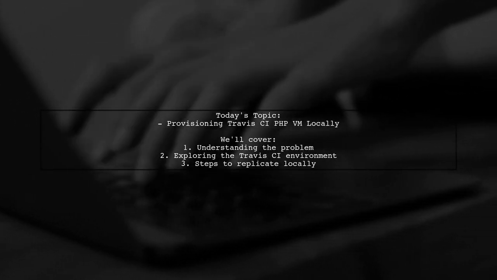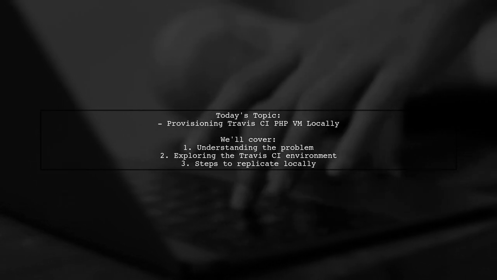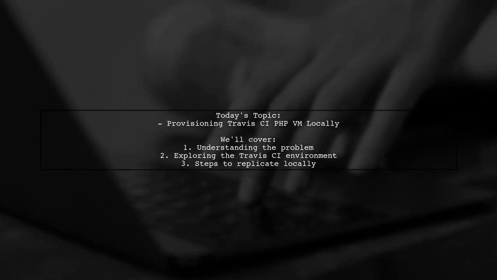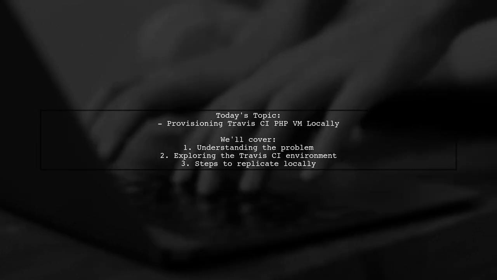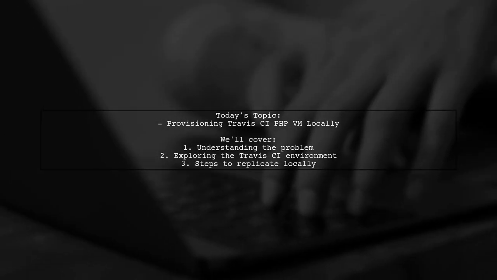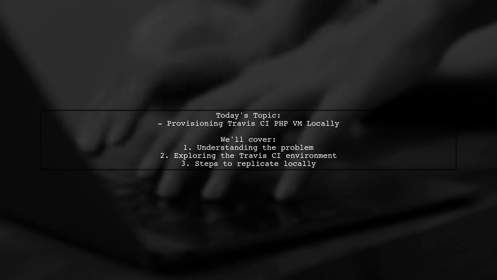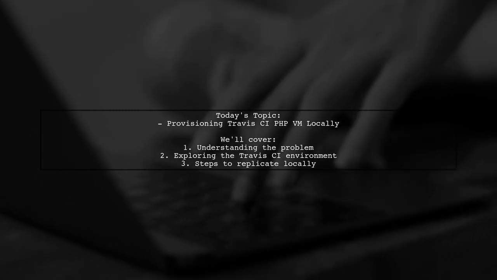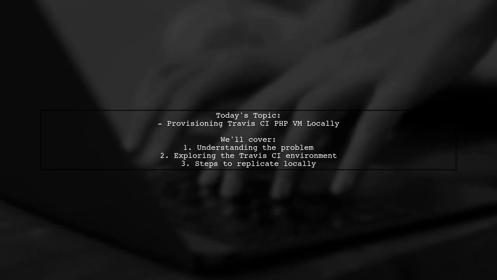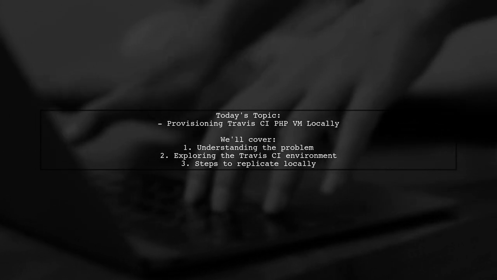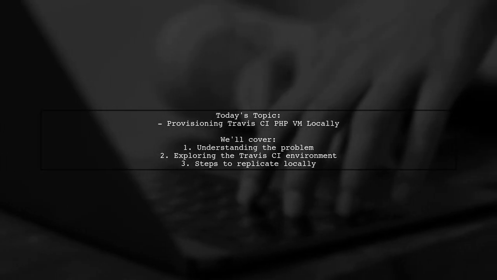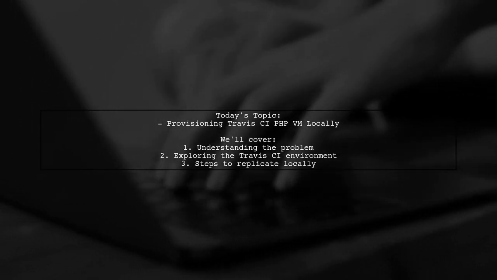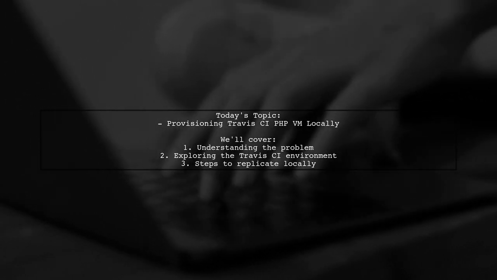Today, we're tackling a challenge that many Laravel developers encounter. Our viewer is trying to understand why a Laravel Dusk test fails on Travis CI and wants to replicate the Travis CI environment locally. The goal is to provision a full VM environment that mirrors the settings in their .travis.yml file, specifically using the Trusty distribution with sudo required. Let's dive into how we can achieve this on Mac OS X.